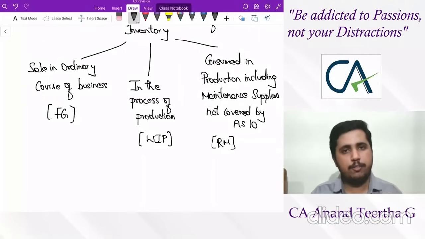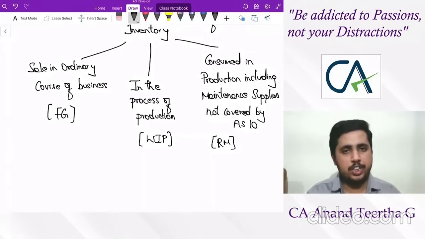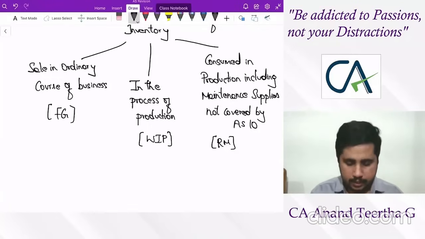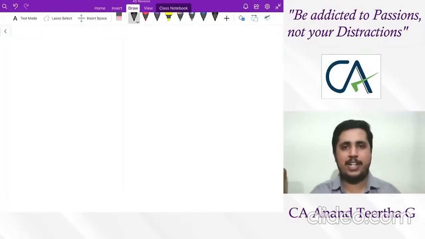AS10 talks about fixed assets, property, plant and equipment. So this is going to talk about other than property, plant and equipment, which means maintenance supplies used for production purpose will be covered under inventory. So instead of just writing the words finished goods, work in progress, raw material, when a definition is involved, make sure that you use these technical words to justify your point. Otherwise, it doesn't look good. So make sure that you write these technical points if a definition based question is asked in the exam. So this is talking about finished goods, work in progress, raw material, definition mindset.